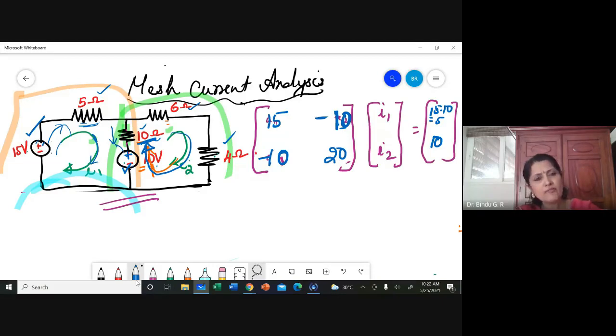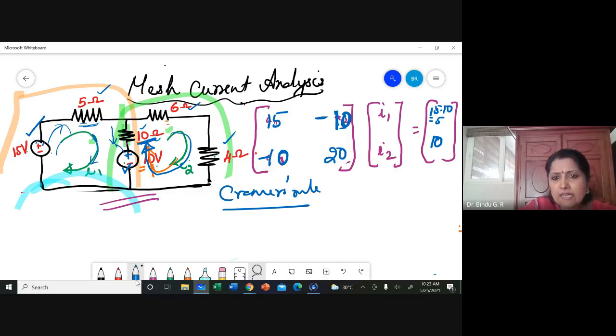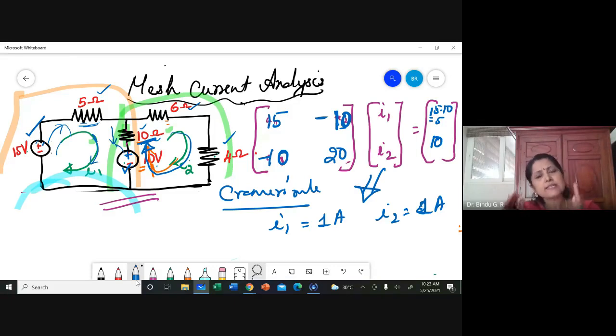Okay, I hope all of you have understood. Now, this is the same thing that we have written as the previous matrix also. If you use Cramer's rule and find out I1, you will get 1 ampere. If you use Cramer's rule and find out I2, you will again get 1 ampere. This is the same as what we had done, because this matrix is actually written on the basis of the equations written using KVL.